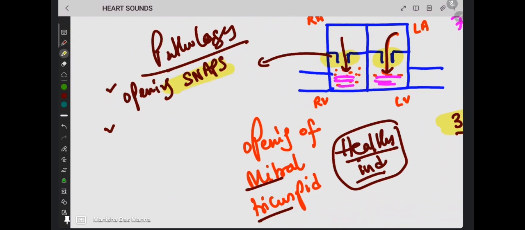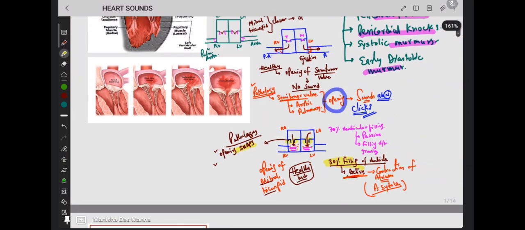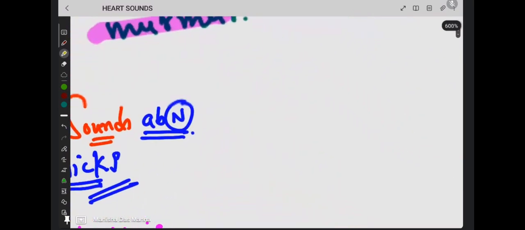So this is the basic difference between snaps and clicks. Once again, tell me, what is a click?